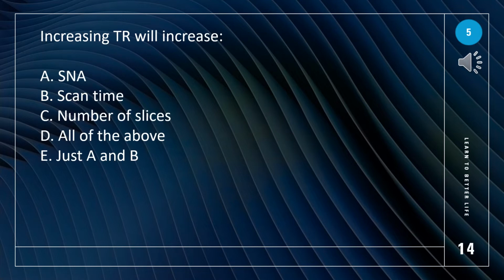Increasing TR will increase A. SNR. B. Scan time. C. Number of slices. D. All of the above. E. Just A and B. The answer is D. All of the above.